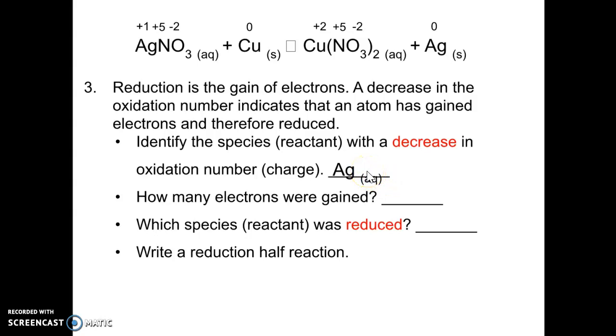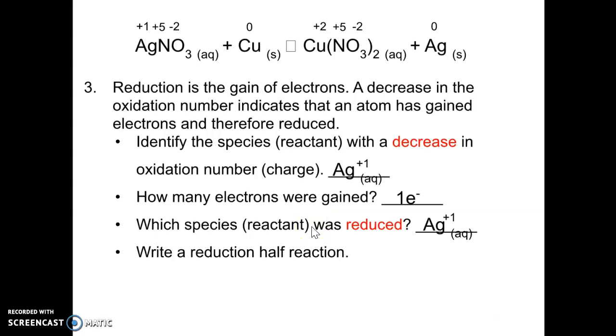How many electrons were gained? Well, it goes from +1 to 0. So only 1 electron was gained. Sorry, it was silver +1. The reason why we write +1 is because it is a positive ion based on its oxidation number. Which species reactant was reduced? Again, silver ion is the thing being reduced.